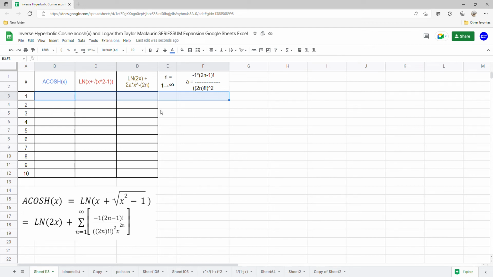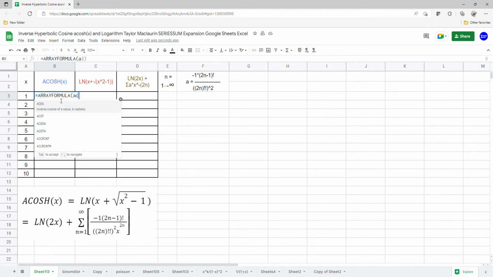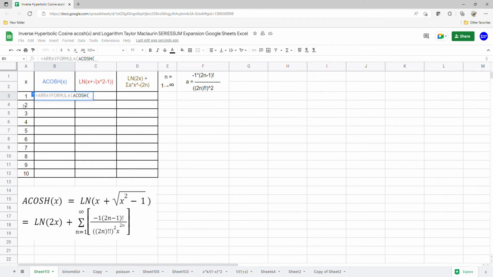In this video, we'll generate the inverse hyperbolic cosine, its logarithmic equivalent, and its Taylor-Maclaurin series sum expansion. We begin with the dataset of inverse hyperbolic cosine. So array formula, ACOSH, so inverse hyperbolic cosine from 1 to 10. And we'll chart this.